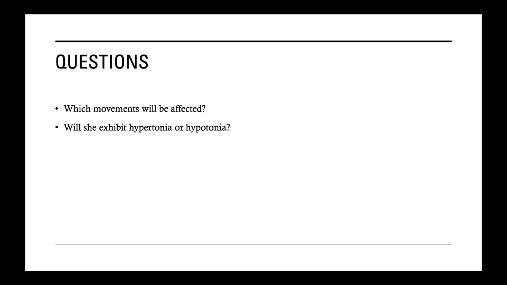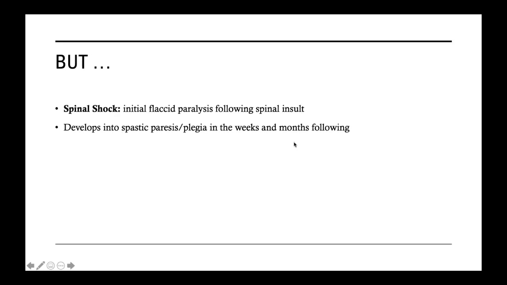But acutely following spinal injuries, you get a spinal shock, so you get a flaccid paralysis, and you also get hypotonia immediately after, but it develops into a hypertonia thereafter. So as I said here, you get a spinal shock and an initial flaccid paralysis following a spinal insult, and it develops into a spastic paresis or plegia in the weeks and months following.